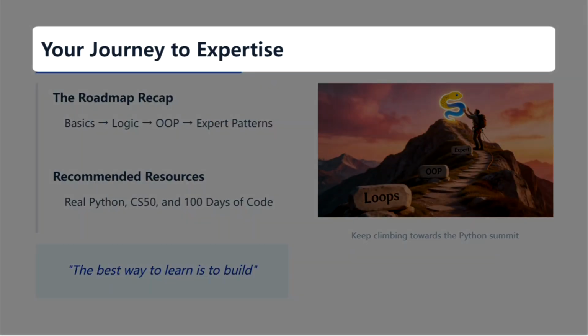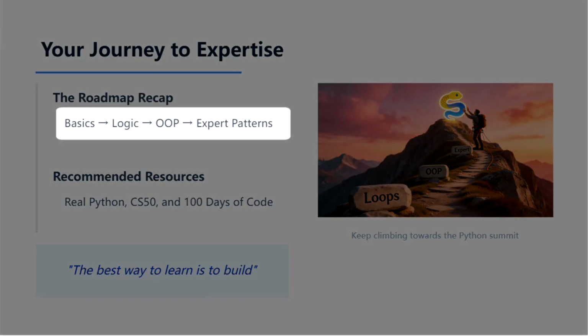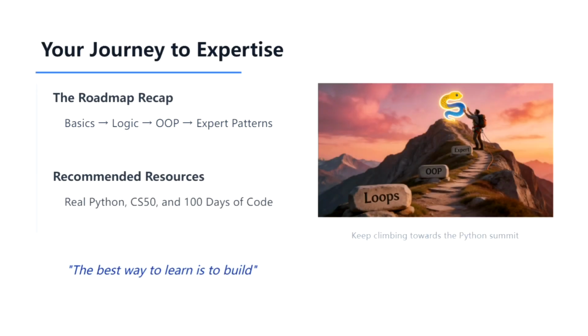From our very first lines of code to the complex task manager we just finished, you have made incredible progress. This is the final step of our session today, mapping out your continued journey toward Python expertise. Reflecting on what we've covered, we moved from the absolute basics through logical flow into the architecture of object-oriented programming, and finally to those expert patterns. This roadmap is your foundation for everything you'll build next.